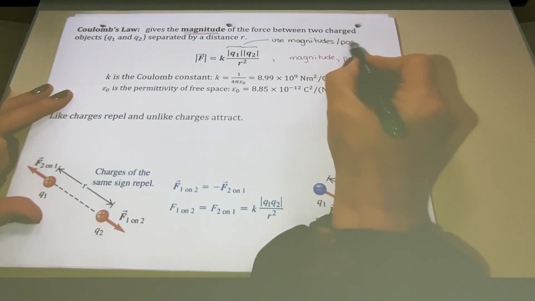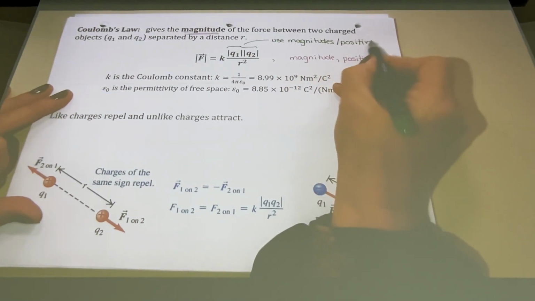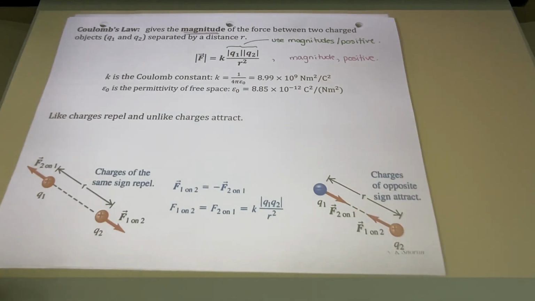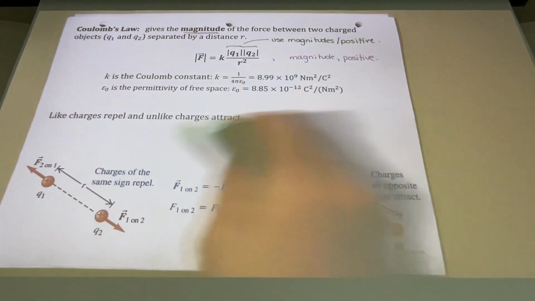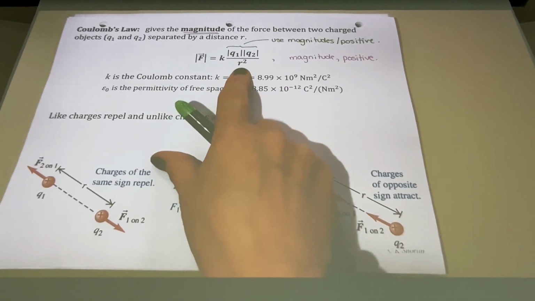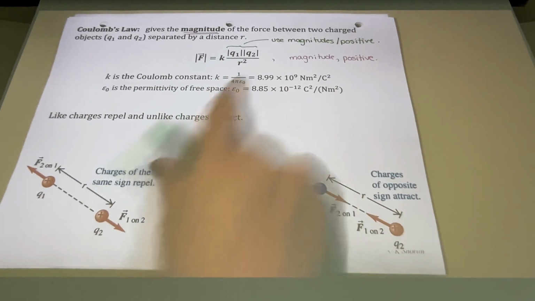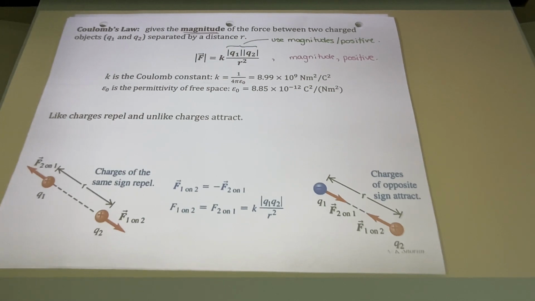So whatever your charge is, positive or negative, you put in the positive value of the charge. That's really important because Coulomb's law gives us the size of the force. So everything in this equation is positive. This R, be careful with this R, it means the distance between forces. Physicists love to use R as distance.